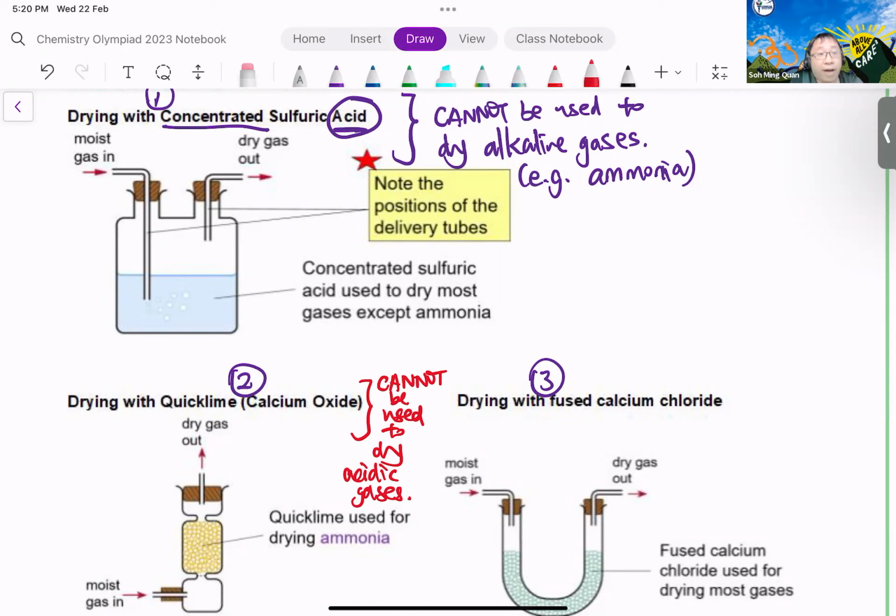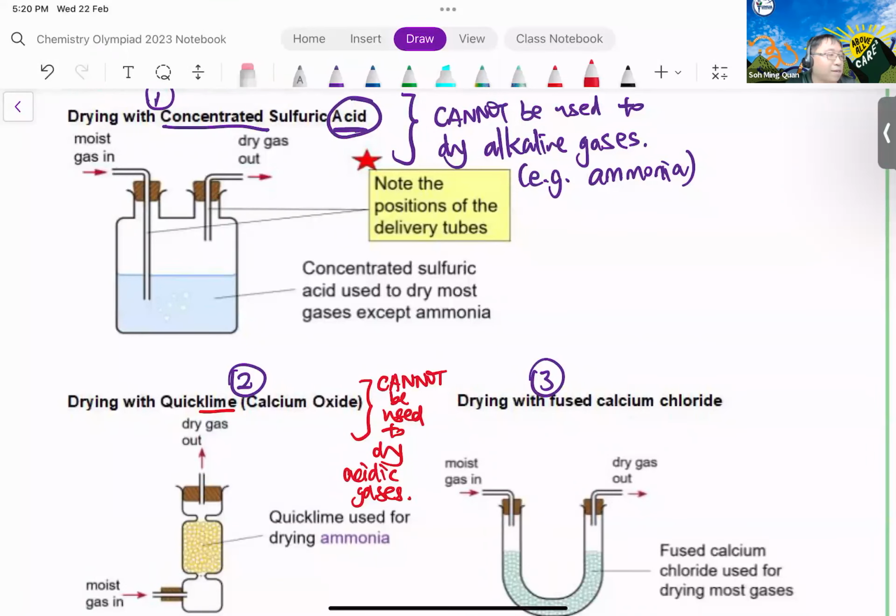In fact, just a fun fact. Whenever we say lime, slaked lime, quicklime, lime water, it's not related to the fruit lime. When we say lime in chemistry, very often we are referring to a calcium compound. So the Sec 4 students, you should have heard a lot of these names already. Quicklime, slaked lime, lime water, limestone. If you think about it, actually all these substances contain calcium in it. Just a fun fact.